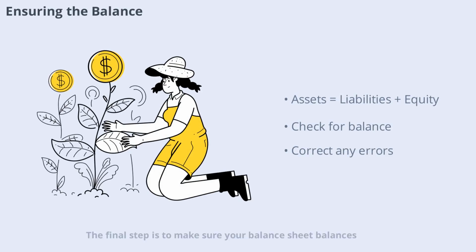The final step is to make sure your balance sheet balances. Total assets must equal the sum of total liabilities and total equity. If they don't, review your figures to find and correct any mistakes. A balanced sheet confirms that your records are accurate and your accounting equation holds true.